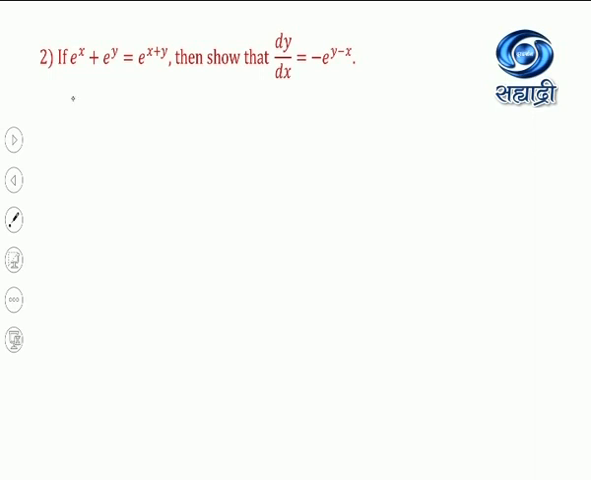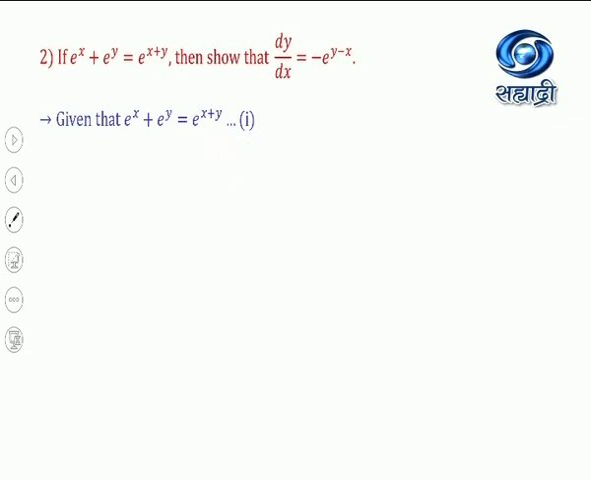If e raised to x plus e raised to y is equal to e raised to x plus y, then show that dy by dx equal to minus e to the power y minus x. Now we are going to solve this example. Here we are given that e to the power x plus e to the power y equal to e to the power x plus y.